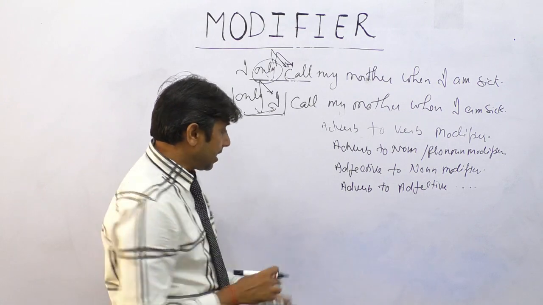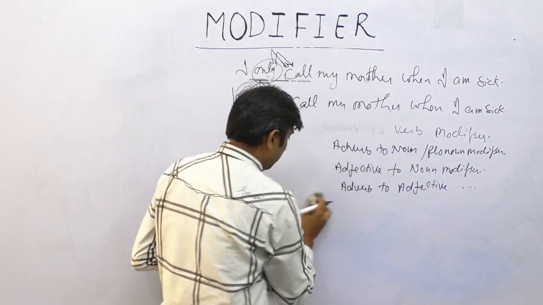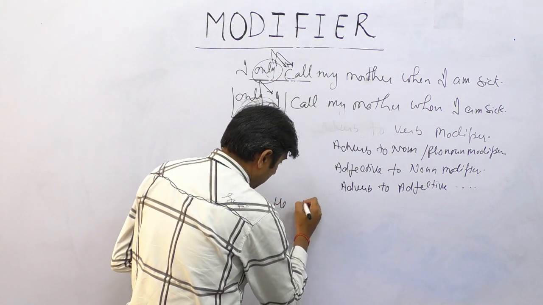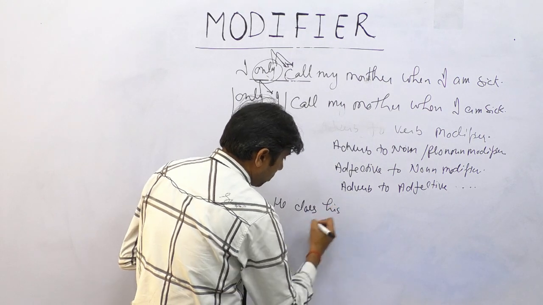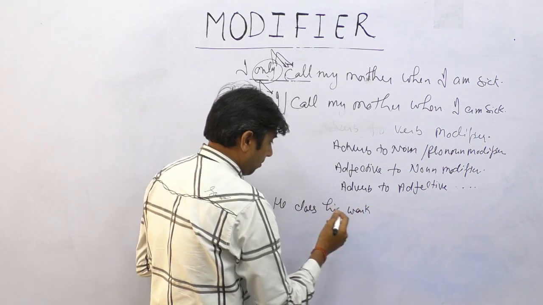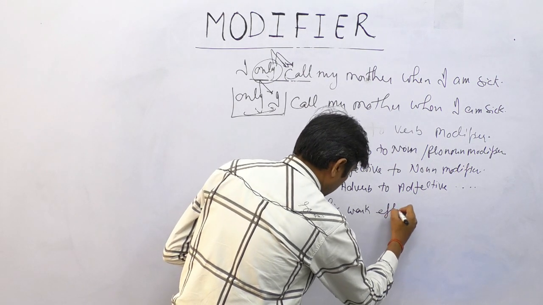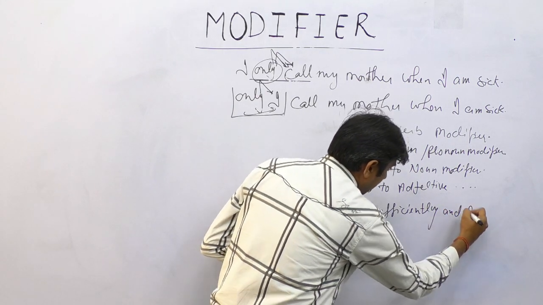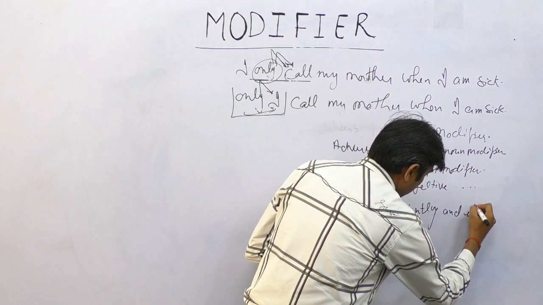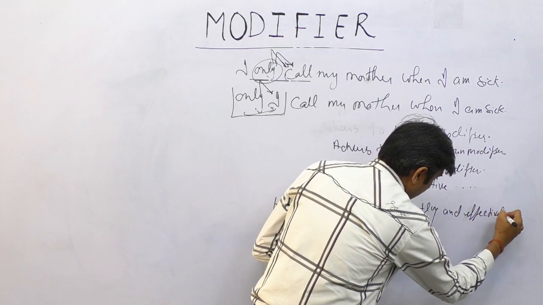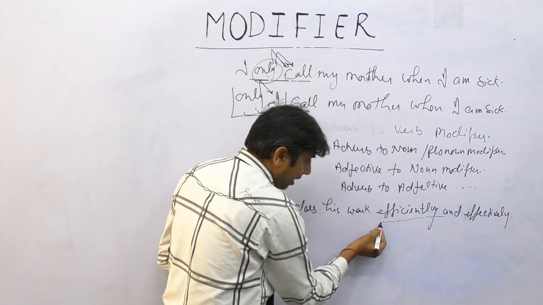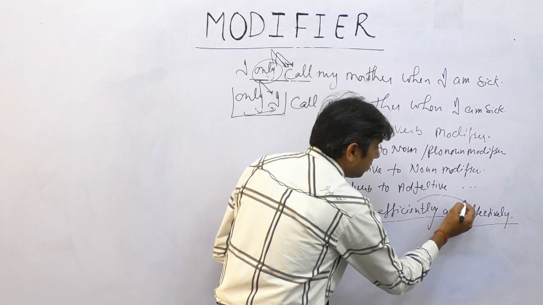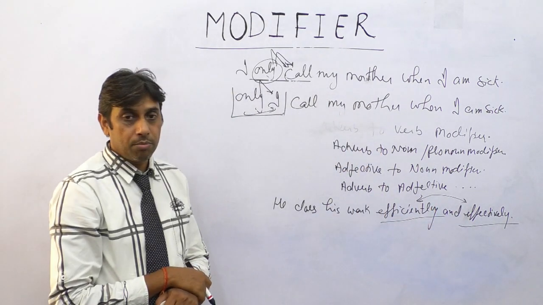For example, I am writing a sentence here. He does his work efficiently and effectively. Okay, so when I said efficiently and effectively, these are two adverbs, correct? So this is like adverb to adverb. So this modifier is adverb to adverb.